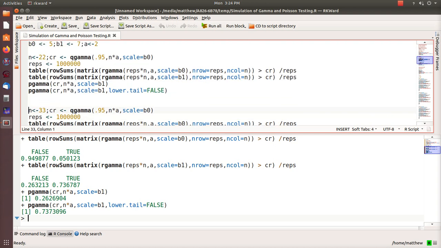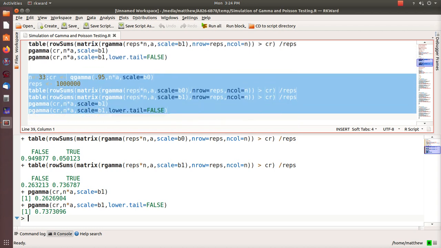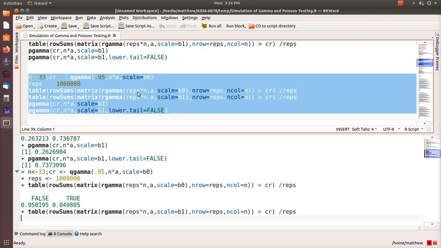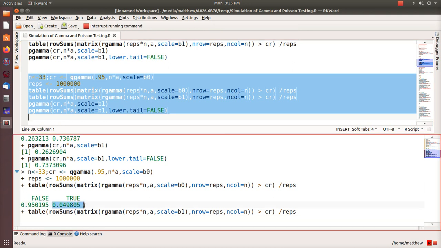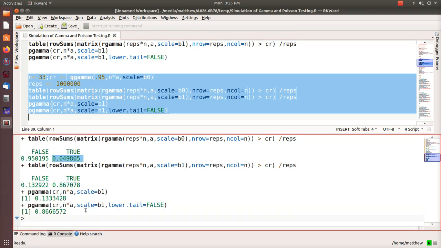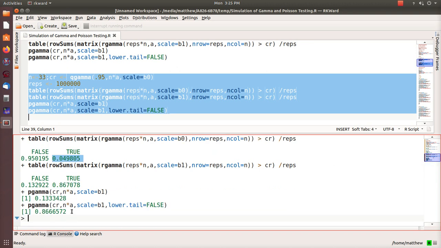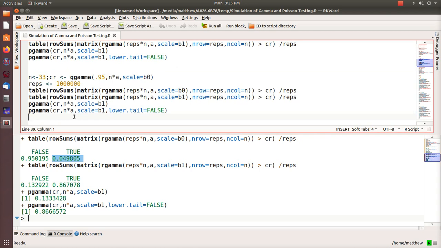Let's do this again, but increase the sample size to 33. Here we're creating that matrix. This is probably not very efficient, creating a 1 million by 33 matrix and then taking the row sums of each of those. There's probably a more efficient way, but this works and it's easy for me to understand, so I created it. Again, the size of the test is hovering right around 0.05. The power is 87% instead of 74%, so we went up by 12% or 13%. That's how you'd conduct these simulations using the gamma distribution.